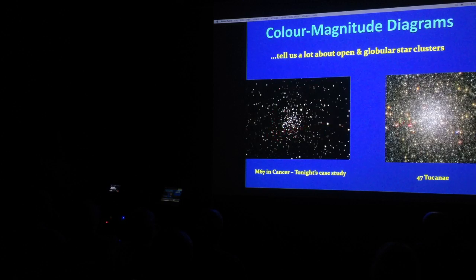There's your 47 Tucanae, that's a globular cluster, really old stars, all densely packed in there, tightly gravitationally bound, probably 1 million or so stars in there. Open clusters are much less, there might just be a few hundred stars, loosely gravitationally bound, or young stars.